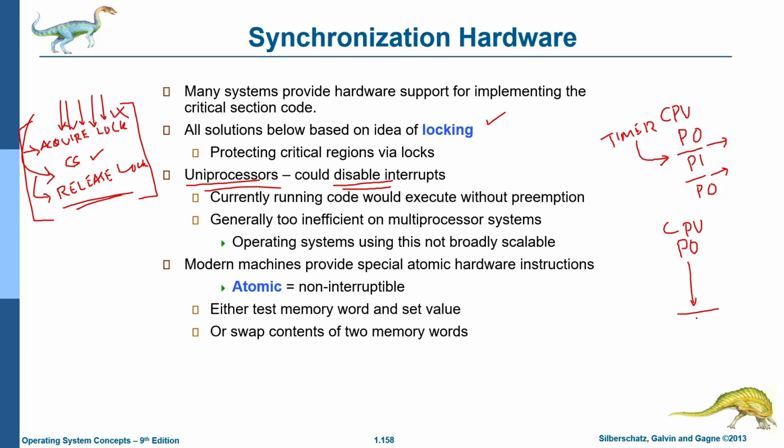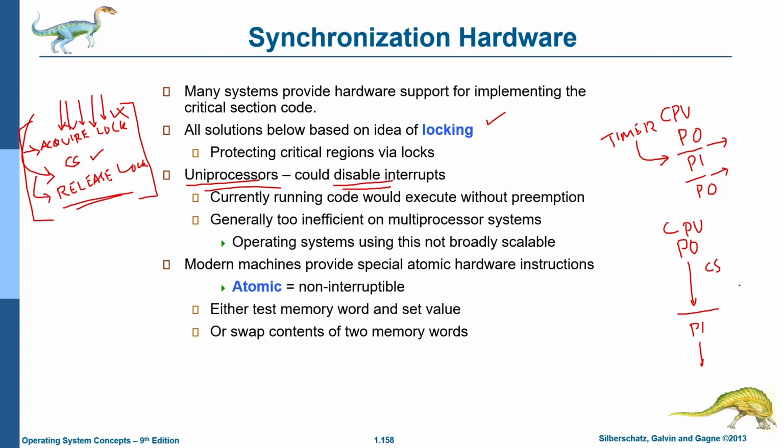And then once P0 is done, maybe it will start running P1. So if P0 ever enters its critical section, it will not have the fear of getting stopped in the middle while it was still working in the critical section, and P1 also trying to access the same memory. That opportunity will not arise if interrupts are stopped.